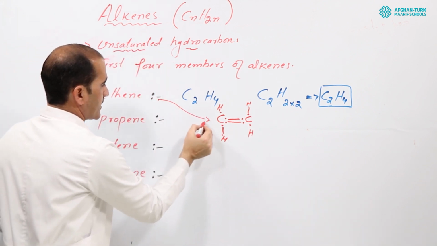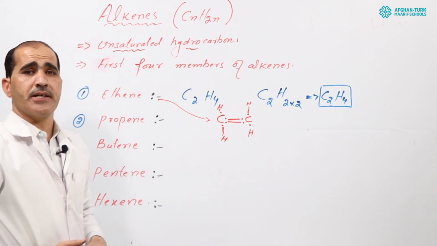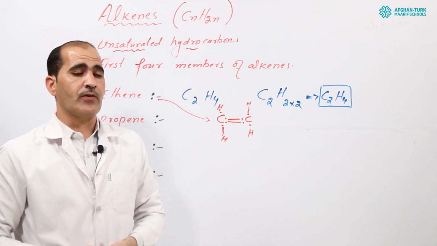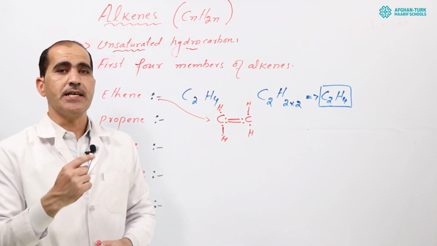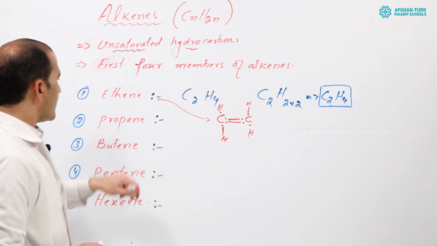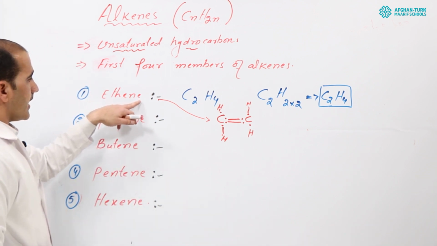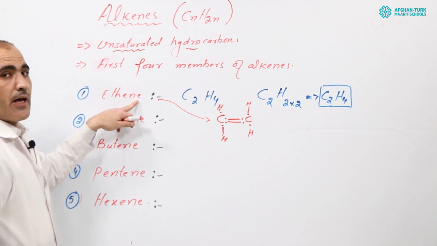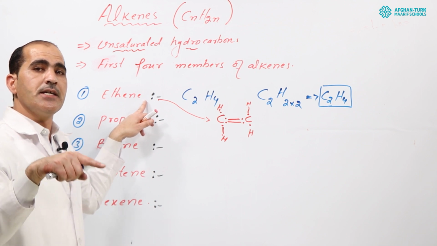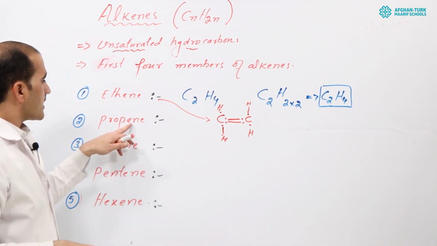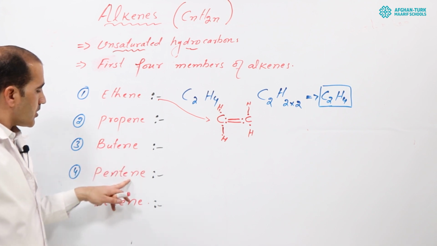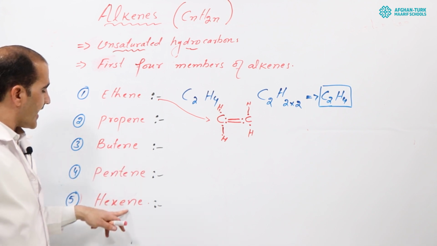This is the first member. Keep in mind that in the alkene family, names end in ENE, not ANE. Look here, ENE at the end. In the alkane family there was ANE, but here it is ENE. The same applies to propene, butene, pentene, and hexene.